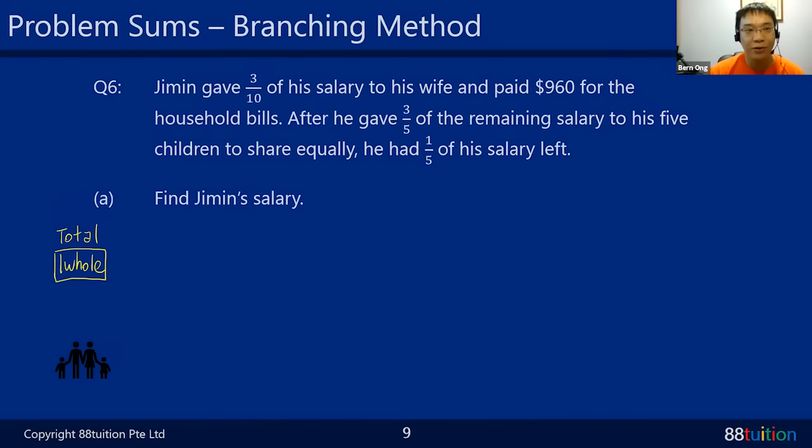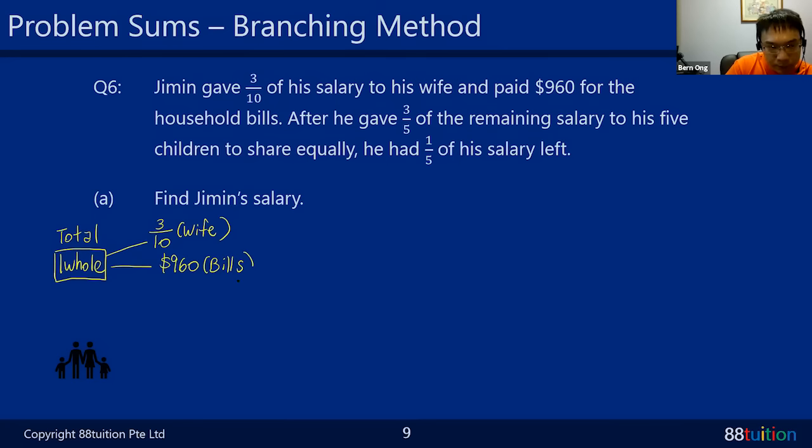Anyway, let's move on to question 6. Ji Ming used 3/10 of the salary to give to the wife. So inside the one whole, 3 out of 10 is given to the wifey. Not only that, he paid $960 for the household bills from the total. After that, he gave 3/5 of the remaining salary to the 5 children.